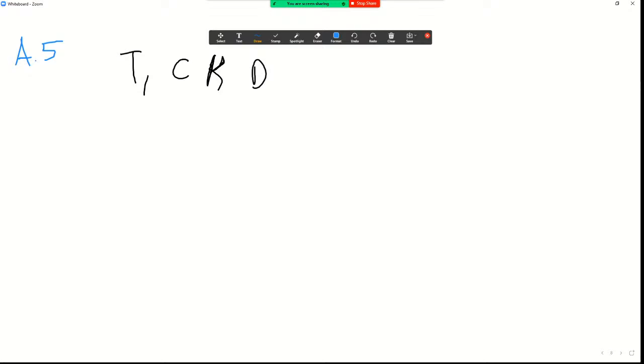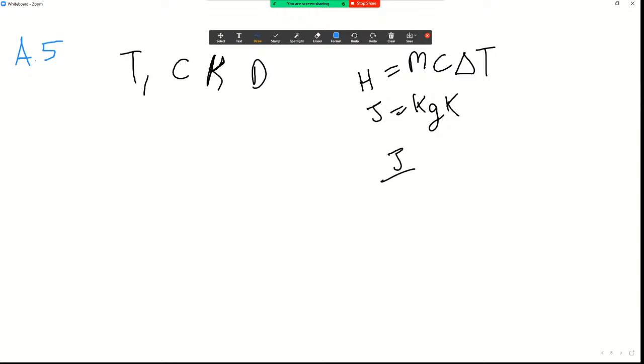I kind of forgot the dimensions of C and kappa. Do you remember them? C is m C delta T. So this is heat, so this is joule. So kg Kelvin. So C should be joule per kg Kelvin. Or if it is heat capacity, then joule per Kelvin. Okay. Is it specific or? It is specific heat.